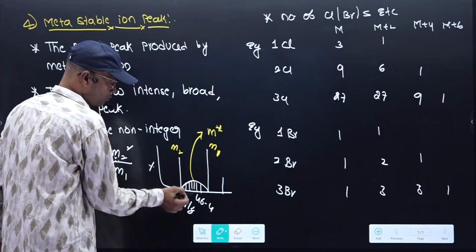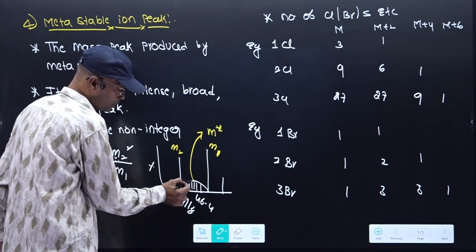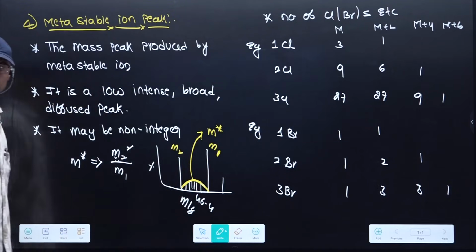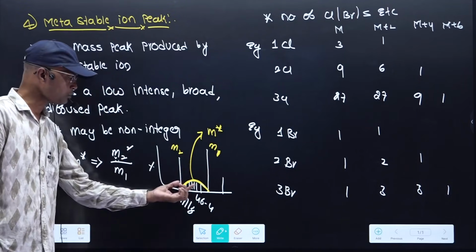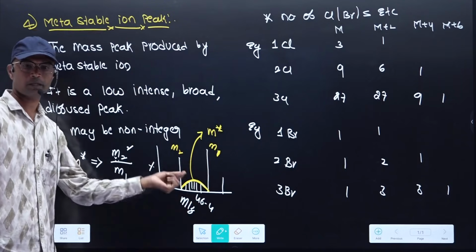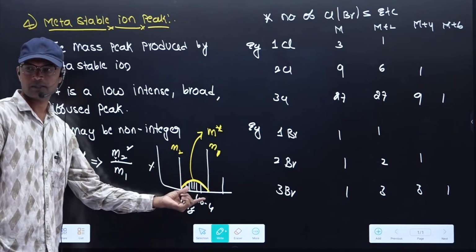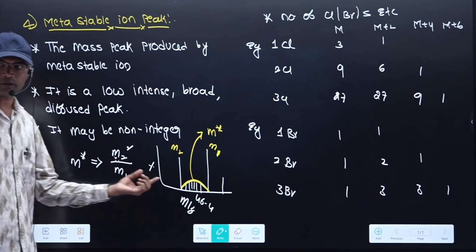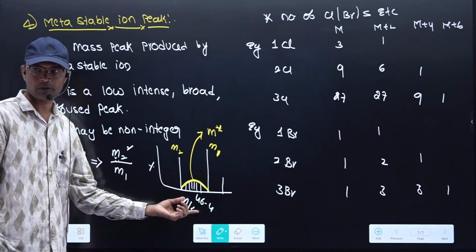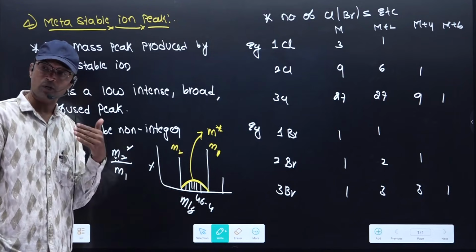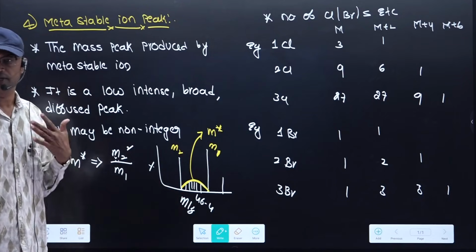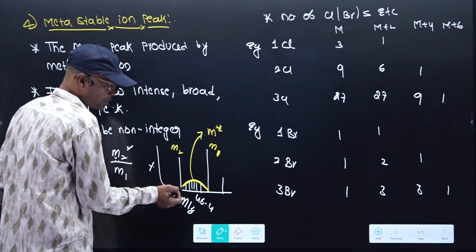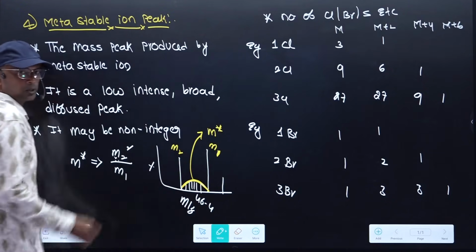So between these two, some value we have written. This indicates that there is a link between parent and daughter. So this is a low intense, broad, diffuse peak, called a metastable ion. This metastable ion is produced in the mass analyzer. Always it is represented by a non-integer value, but don't think that it is always non-integer. Sometimes it may be an integer, but in the majority of cases, this diffuse peak in mass spectrometry belongs to the metastable ion.